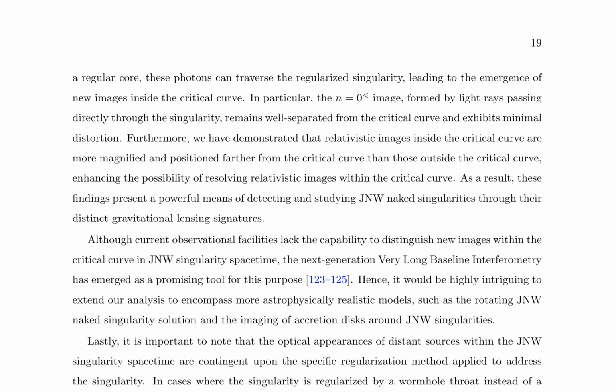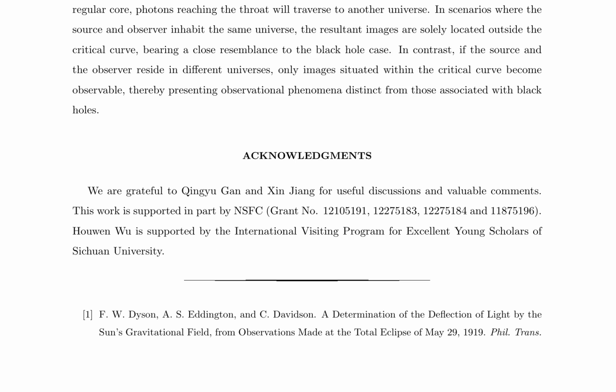Relativistic images inside the critical curve are more magnified and positioned farther from the critical curve than those outside, enhancing the possibility of resolving relativistic images within the critical curve. However, current observational facilities lack the capability to distinguish new images within the critical curve. Next-generation very long baseline interferometry is expected to overcome this limitation, providing a promising tool for detecting JNW naked singularities.